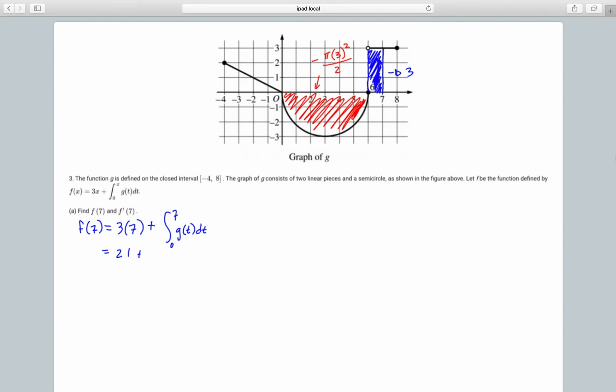All right, so here's what we have, plus negative 9 pi over 2, and then plus 3, so we get, I suppose, 24 minus 9 pi over 2, and that's our f of 7.